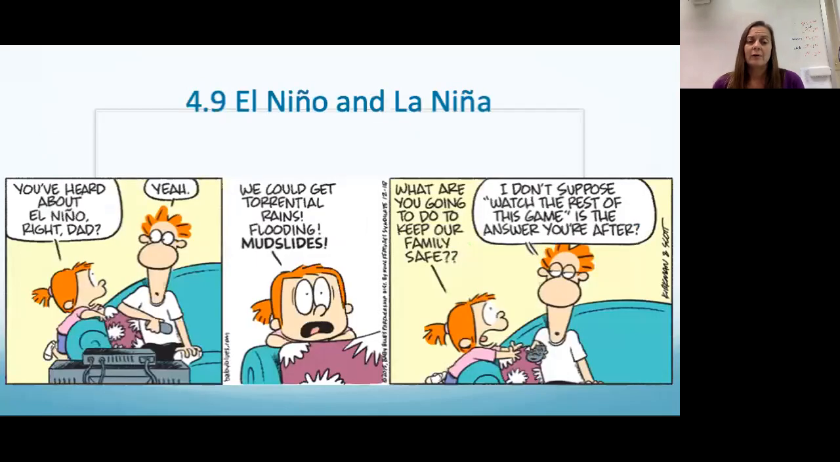Let's go ahead and talk about El Nino and La Nina. You may have heard about El Nino, less likely that you've heard about La Nina, but they do get talked about on the local news as part of our weather cycles. So they can get a little bit overblown, as we see in this comic strip, and cause panic. Let's talk about what they are, so that we can understand what we should be concerned about and how it impacts the environment.